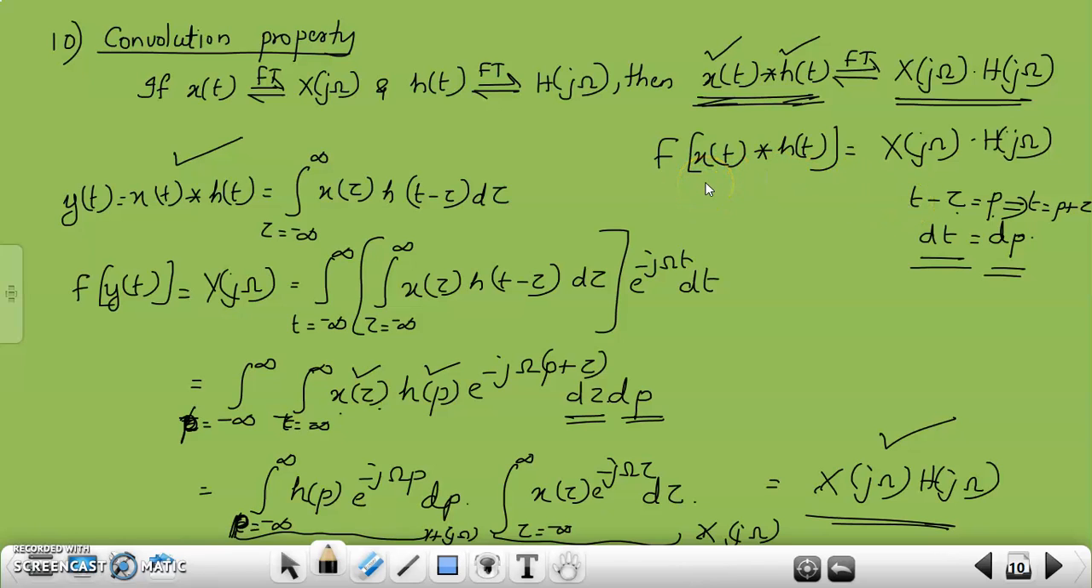That is the advantage of the convolution property. That is the most useful application of the continuous time Fourier transform. Okay, thank you.